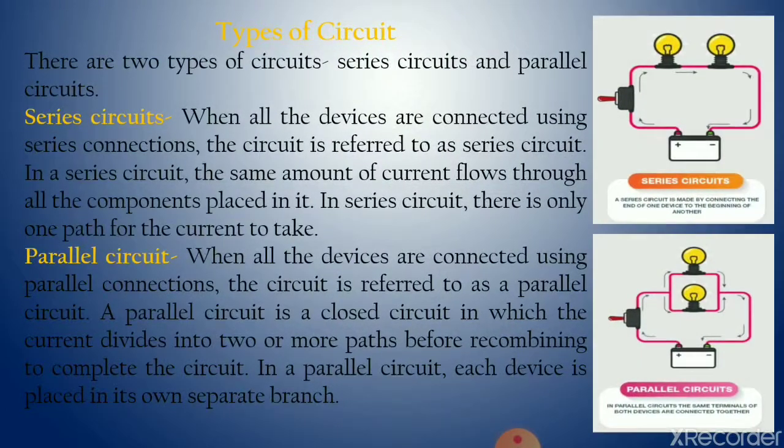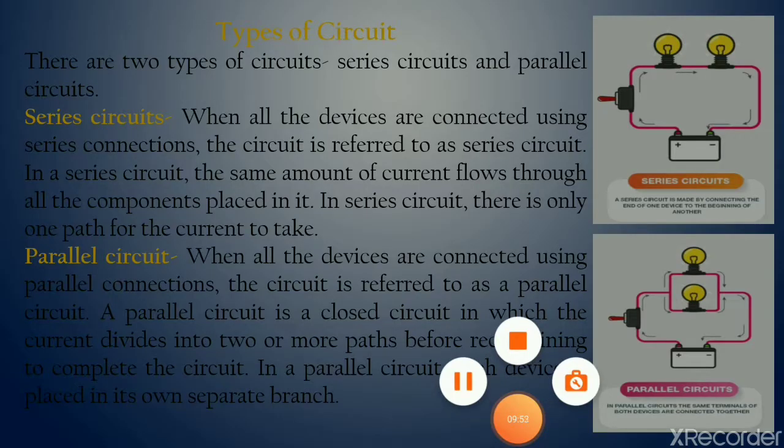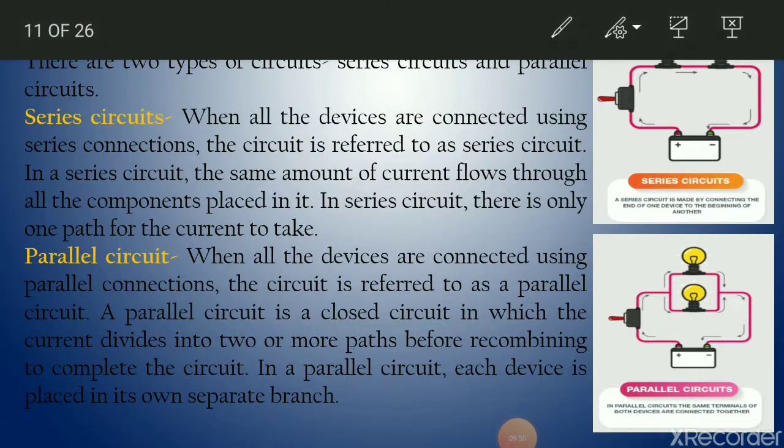Now the last topic of this part, that is types of circuit. There are two types of circuit, that is series circuit and parallel circuit. So what is a series circuit? When all the devices are connected using series connection, then this type of circuit is called a series circuit. Here you can see these two bulbs are present in serial connection. So when the devices are connected in a serial manner, this type of circuit is called a series circuit.